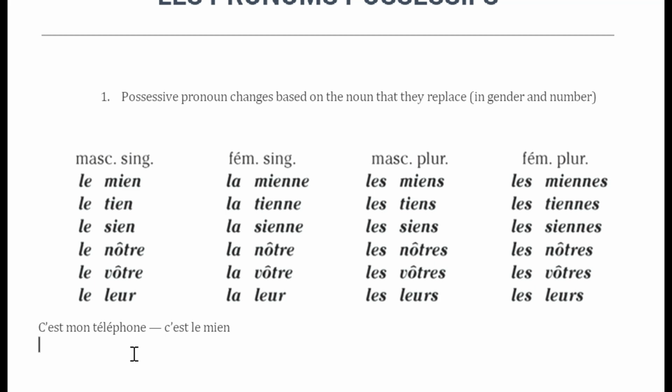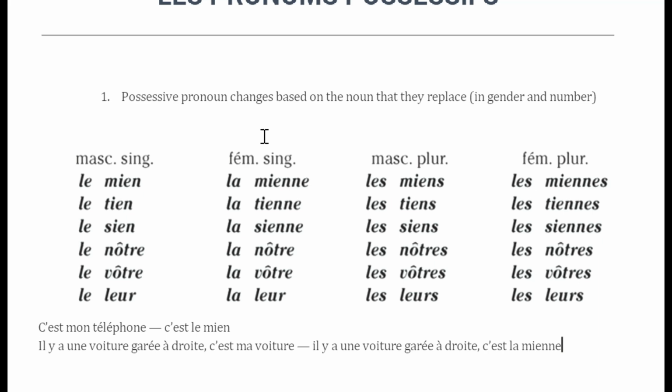In the case of a feminine noun, let's say, "il y a une voiture garée à droite." There's a car parked on the right. "C'est ma voiture", it's my car. You can also say "il y a une voiture garée à droite. C'est la mienne", it's mine, right? So as you can see, voiture is a feminine noun, and so you will have to go with the feminine singular, right?